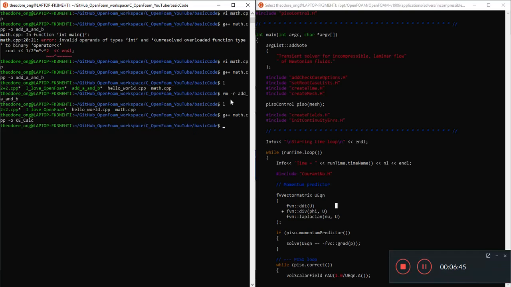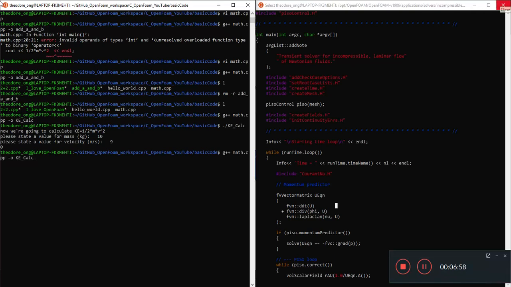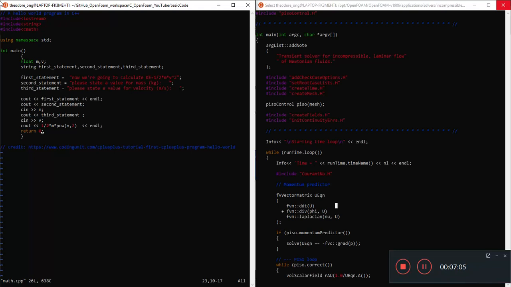Alright, so let's run KE calculator. We'll give it a mass of 10 kilograms and 9 meters per second, but it still returns 0. Why? Well, a quick look at our math.c++, vi math.c++, will give us the answer.